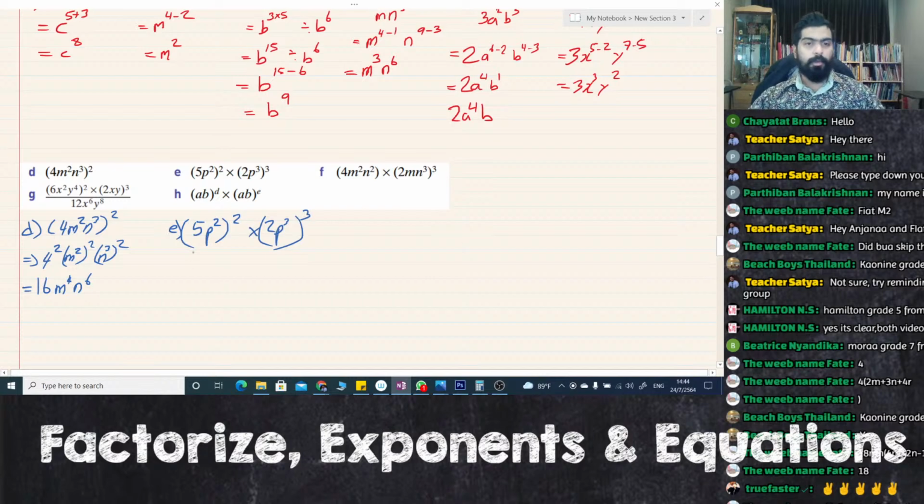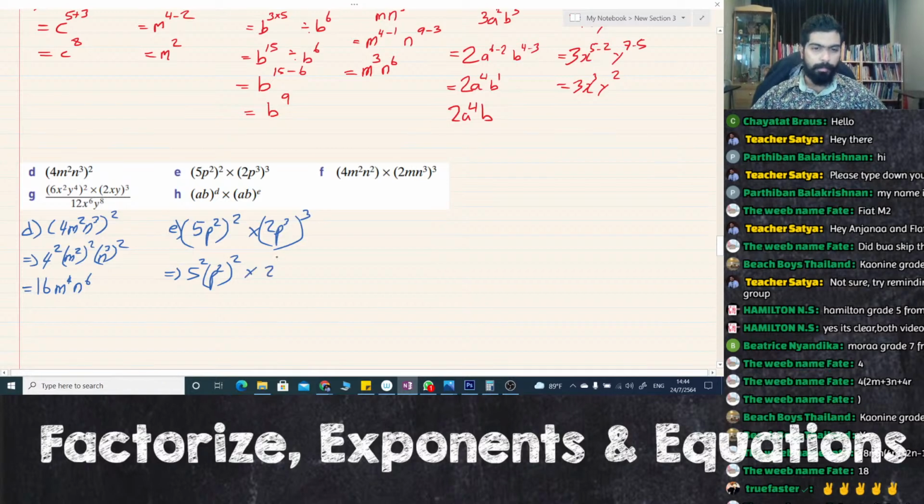All right, guys, so this one, let me do it in super steps. We would have 5 squared, and p squared to the power of 2, right? p squared to the power of 2 multiplied with 2 to the power of 3 and p cubed to the power of 3, right? So first we are going to break the brackets and the exponent.